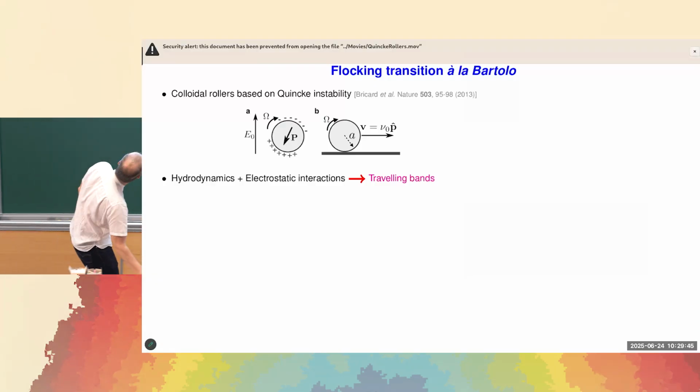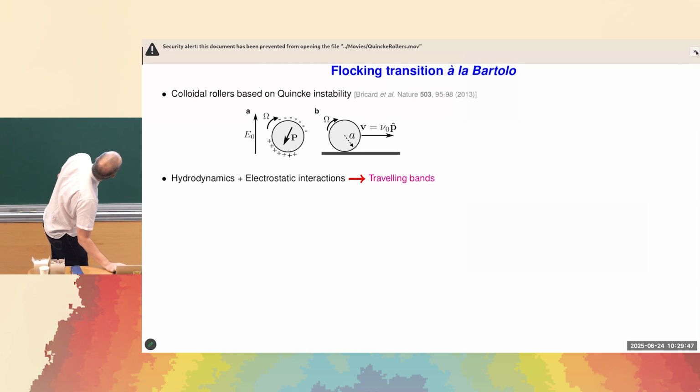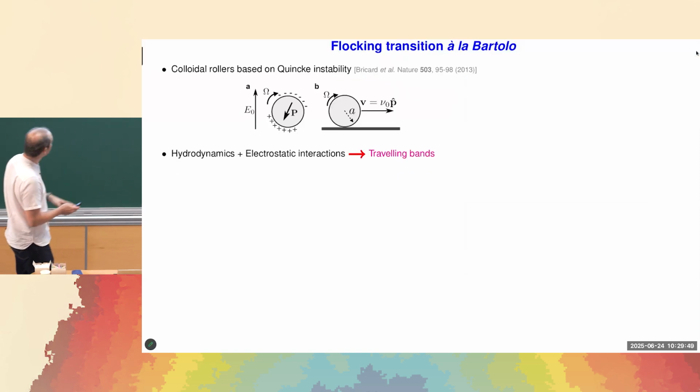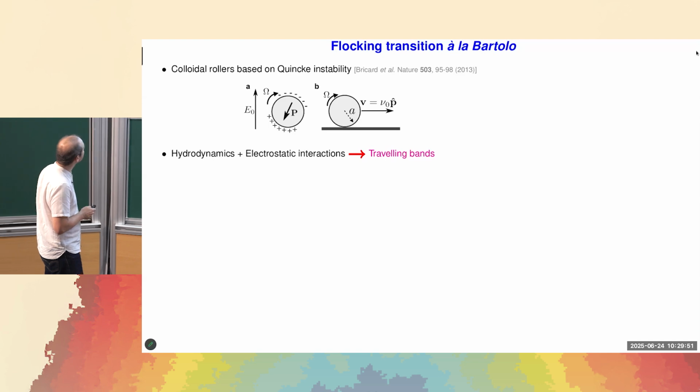So these are colloids that are doing a random walk. The electric field is normal to the plane, so their direction is not selected. And you see that because of the aligning interactions, you have this band which is coming and traveling to the left, which is very reminiscent of the band that I showed you before. And I hope that only the move file will be a problem. We'll see.